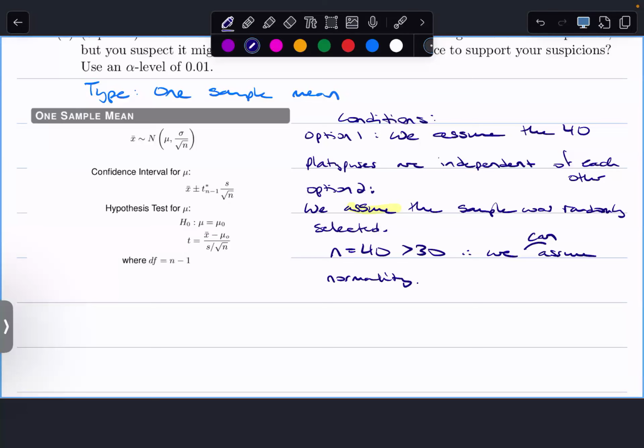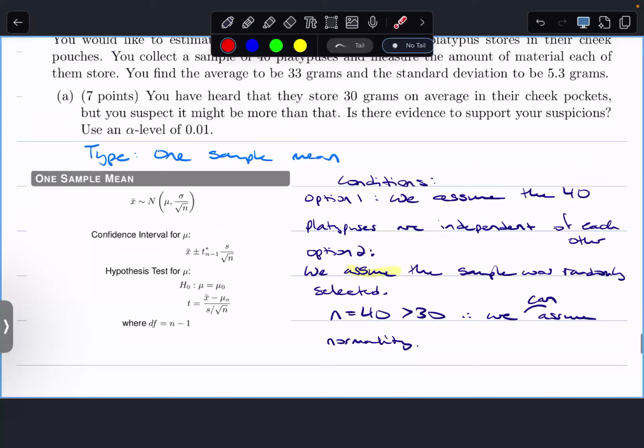Okay. The question reads, you've heard that they store 30 grams on average in their cheek pockets, but you suspect it might be more than that, right? You found an average of 33. 33 is more than 30, but is it significantly more than 30, right? Is there evidence to support your suspicions? Use an alpha level of 0.01, kind of mixing up the alpha levels.